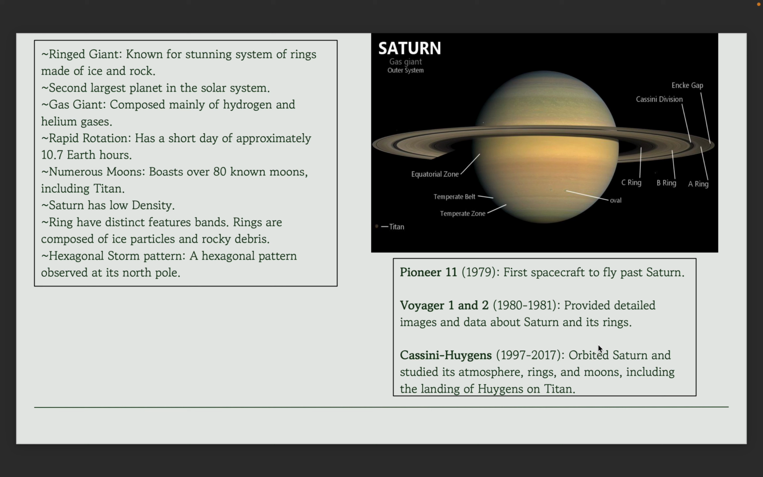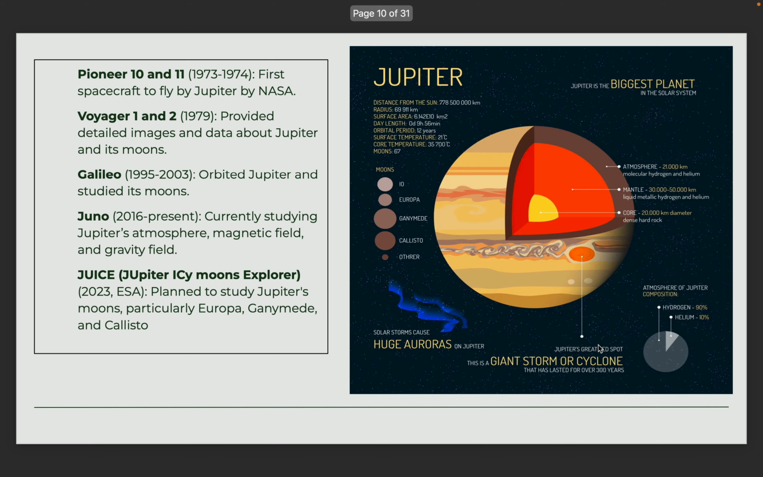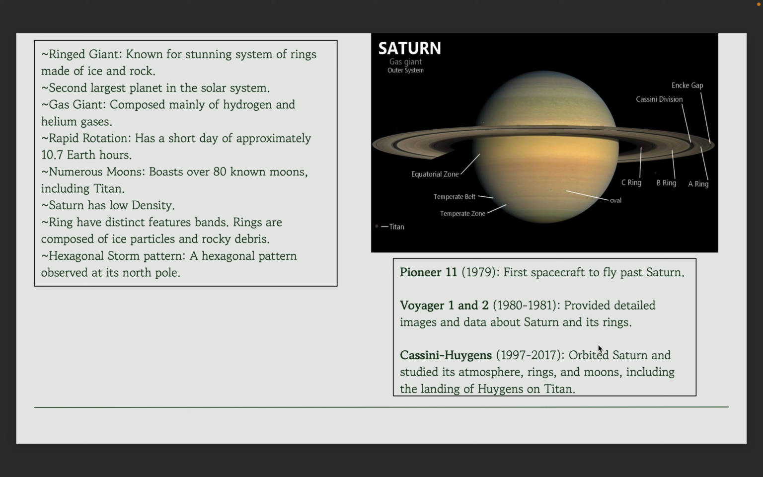So Pioneer 11, which was a NASA mission in 1979, also made a flyby of Saturn, just like the flyby of Jupiter. Voyager 1 and 2, when crossing Saturn, provided detailed images and data about Saturn and its rings. And the Cassini-Huygens is the most recent mission, which lasted for about 20 years.